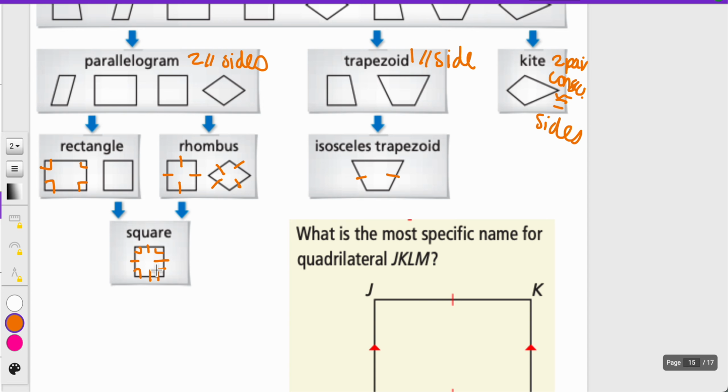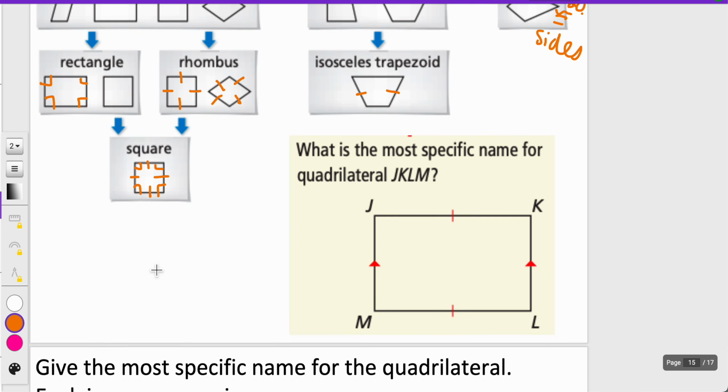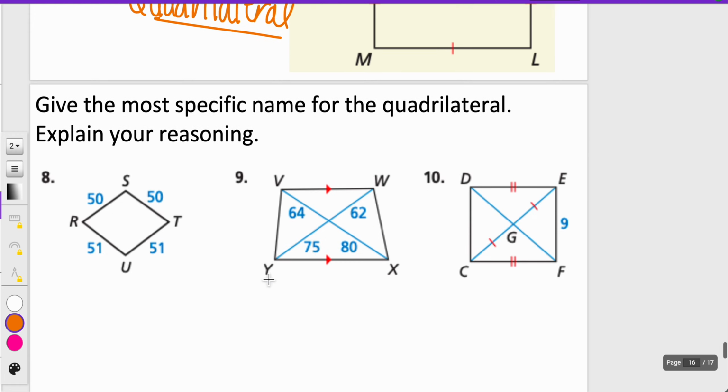So what we're going to do here is talk about what is the most specific name for quadrilateral JKLM. The one thing we know is that one pair is parallel, but we can't use the term parallelogram because we need 2 pairs of parallel sides. So all we can do right now is call this a quadrilateral, because I know for sure that it is 4-sided. I just don't know if the rest of those are going to be congruent and parallel. So it's got to show both things.